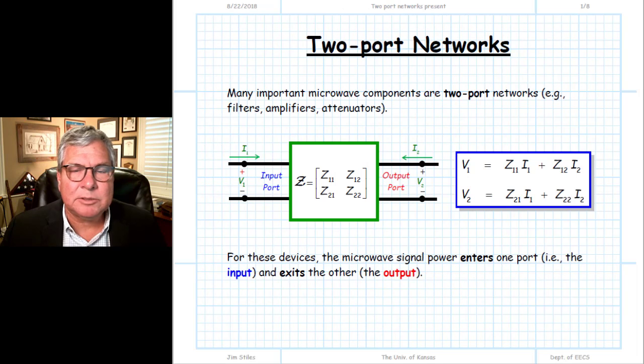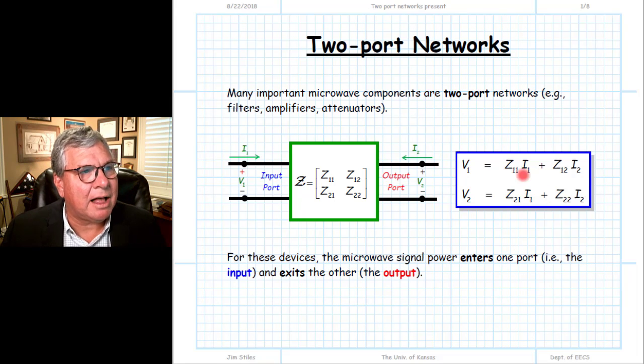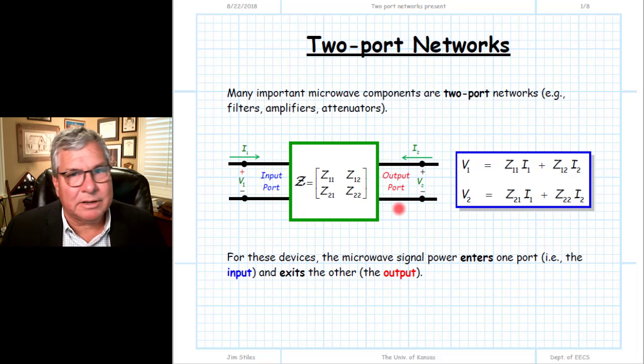Now let's look specifically at two-port networks. Two-port networks are very common in engineering and microwave engineering. Essentially, they're a device where some signal comes into an input port, and that signal then comes out of the output port, and that two-port device then does something to the signal. It can filter it or amplify it or do any number of things to that signal.